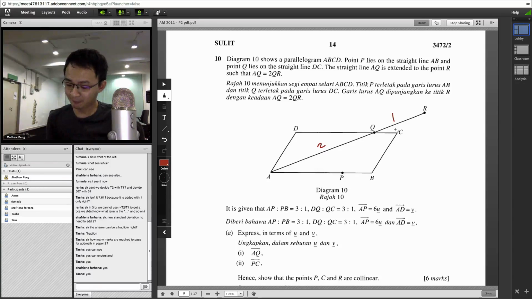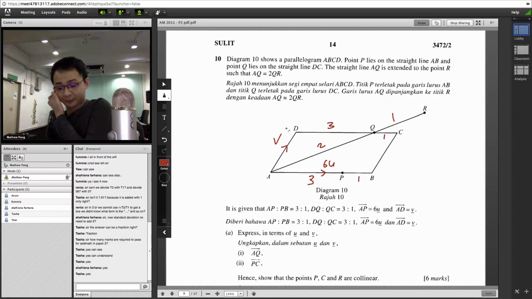Simple. AP to PB is 3 to 1, so AP is 3, PB is 1. It's just all the ratio. DQ to QC is 3 to 1 also. And AP equals 6u. AP is 6u, and AD is v. AD is v.